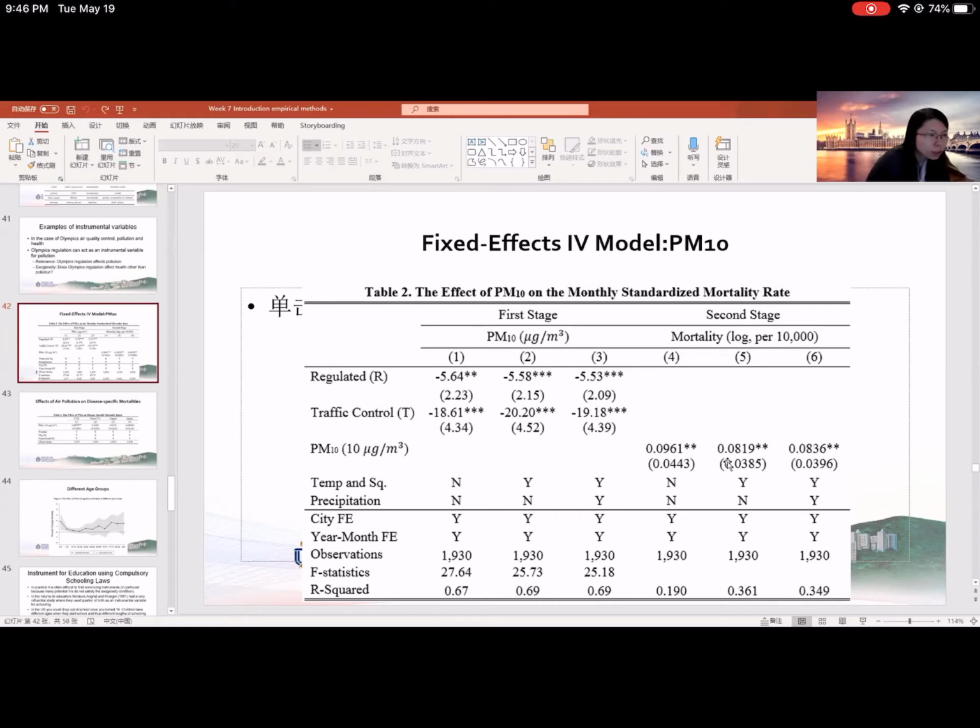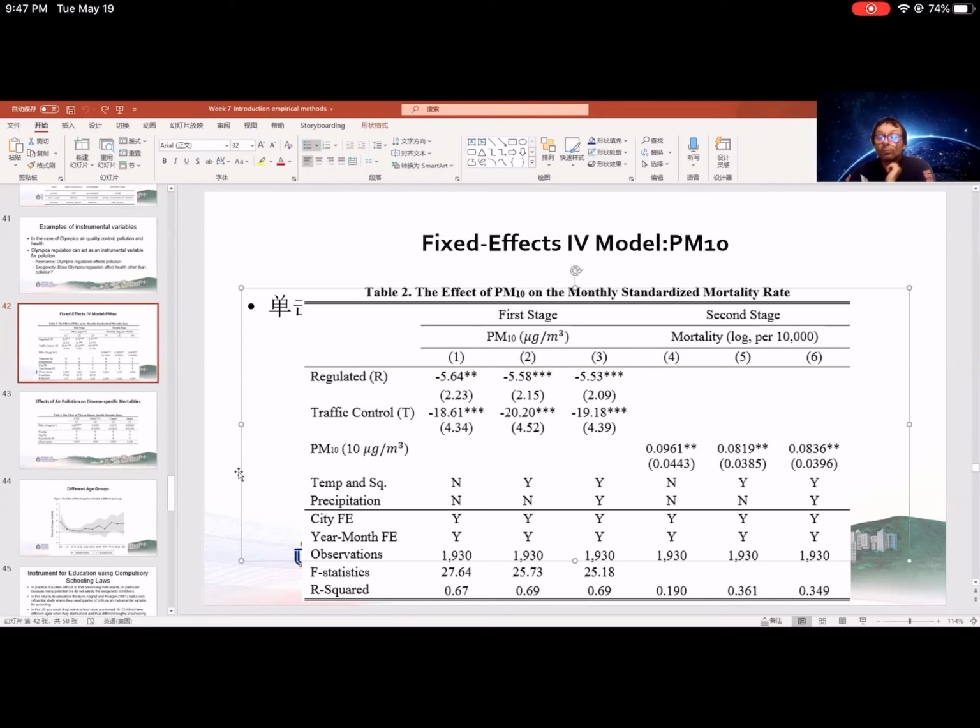Okay. I was wondering about the meaning of the second value, mortality, 0.09. Does it mean 0.09% death chances? I think it means that when PM10 increases by 10 units, since mortality is in log, mortality increases by 9%. I got it. So another thing is you would like to check magnitudes. Does it make sense?